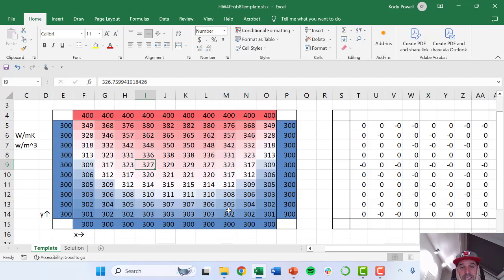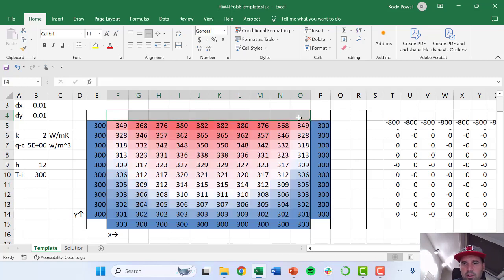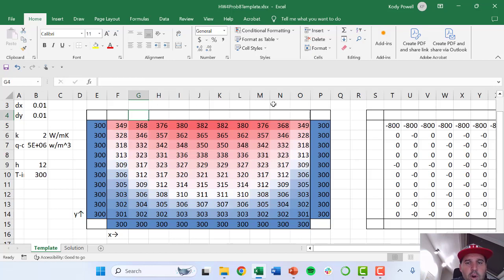So we can mix things up a little bit. One thing that we can do is try some other conditions. So what I'm going to do is introduce a couple of new boundary conditions. Rather than having a 400 constant surface temperature boundary condition here, let's assume that we have 0 flux here on the top surface.